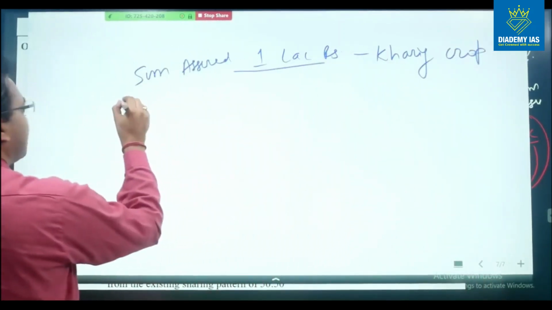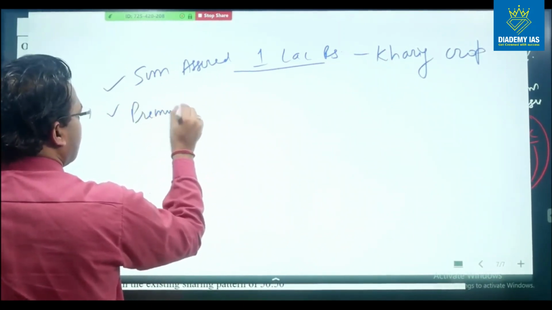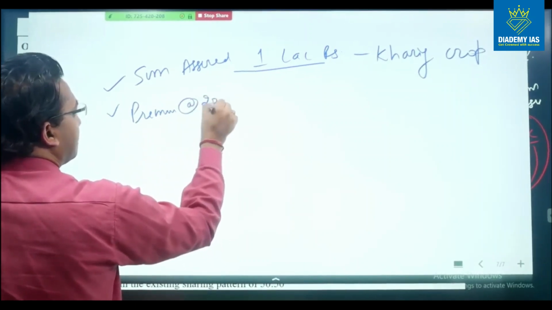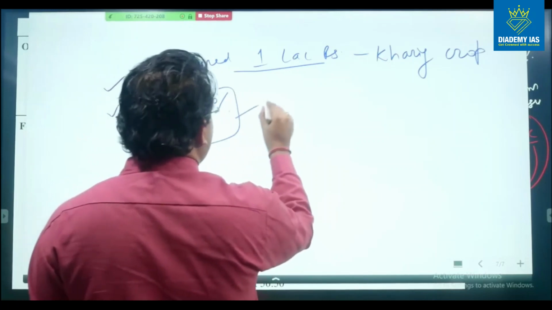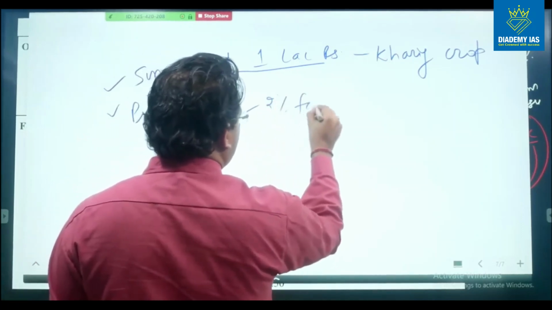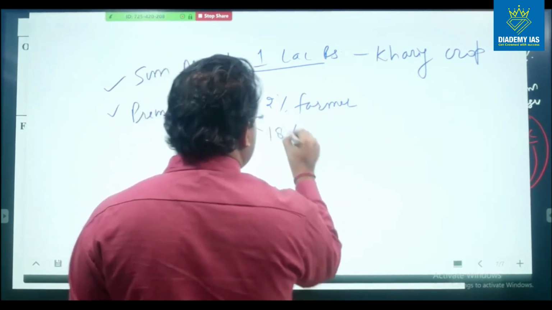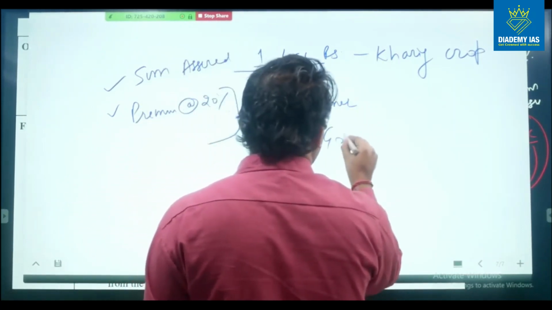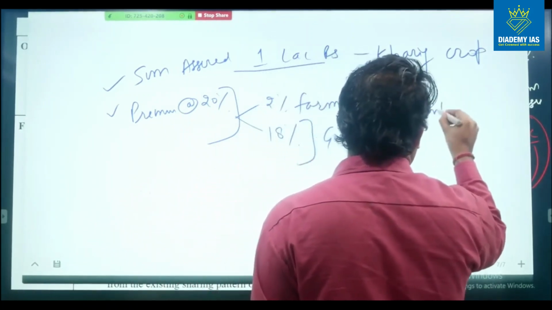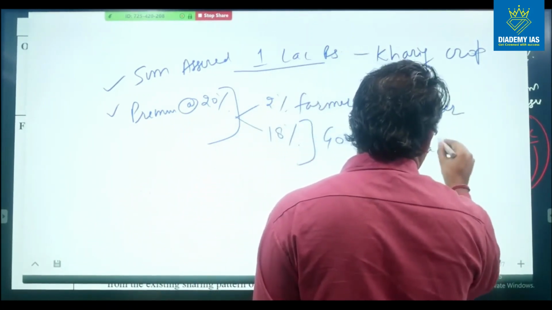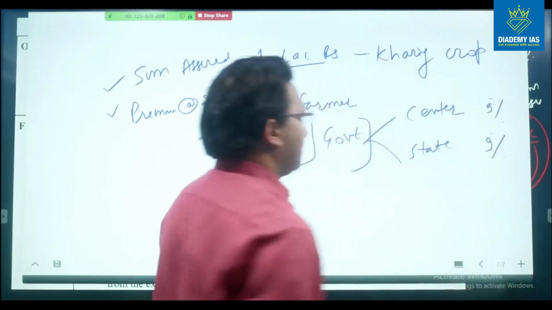Now the insurance company charges the premium at the rate of 20% of the sum assured. So out of this 20%, 2% is paid by the farmer, and the rest 18% is given by the government equally by the center and the state. So the central government will pay 9% and the state government will also pay 9%.